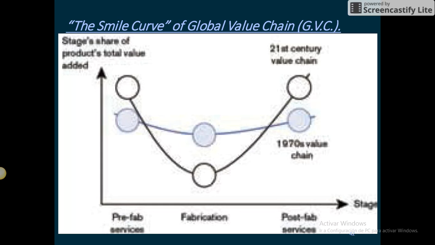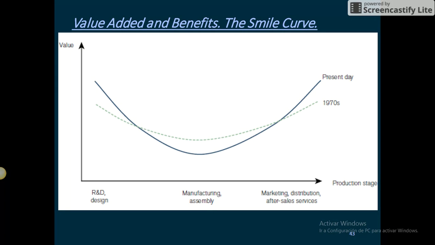The smile curve of global value chain, GVC: stages' share of a product's total value added versus stage of fabrication for the 21st century value chain and the 1970s value chain. Prefabrication services, fabrication, post-fabrication services. Value added and benefits. The smile curve. Value added versus production stage. Comparison between the 70s and the present day. R&D and design, manufacturing and assembly, marketing, distribution and after-sales services.